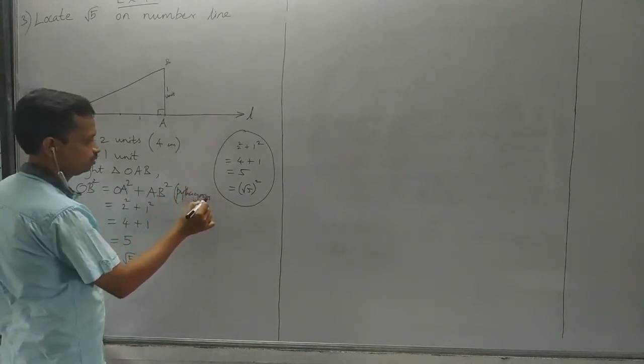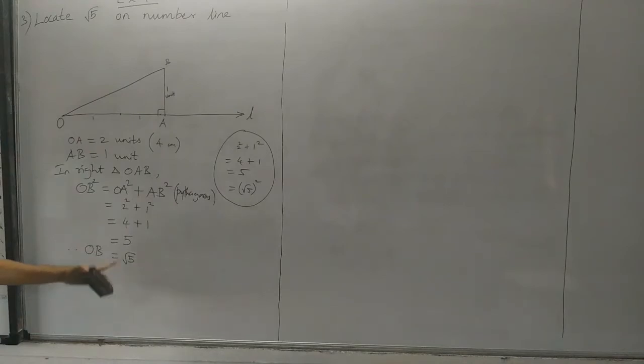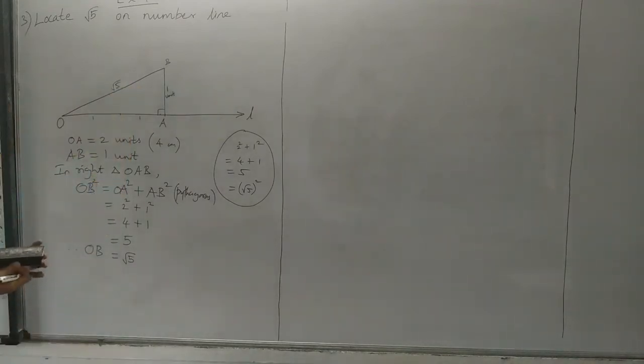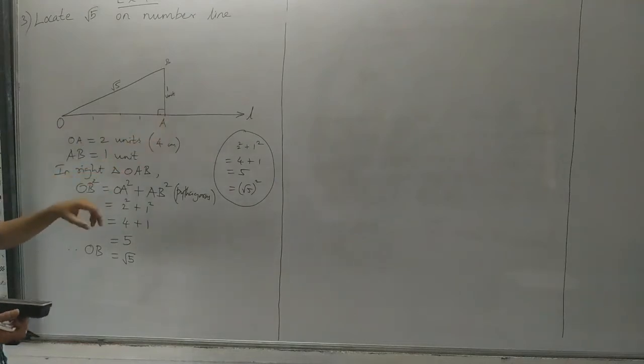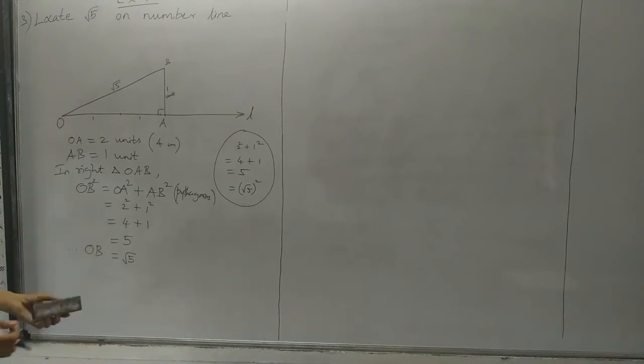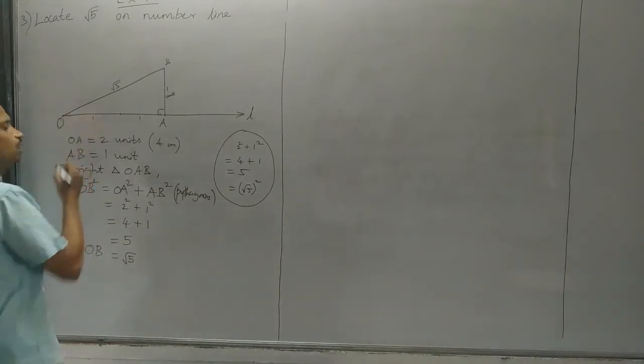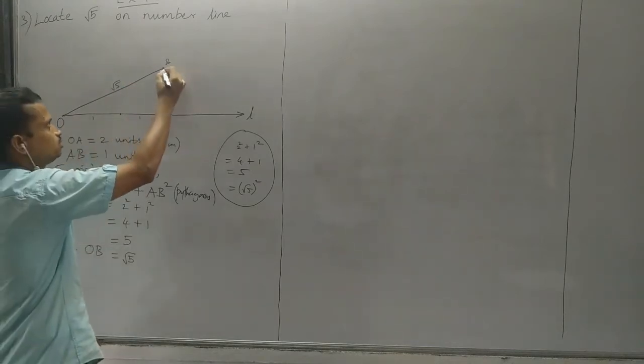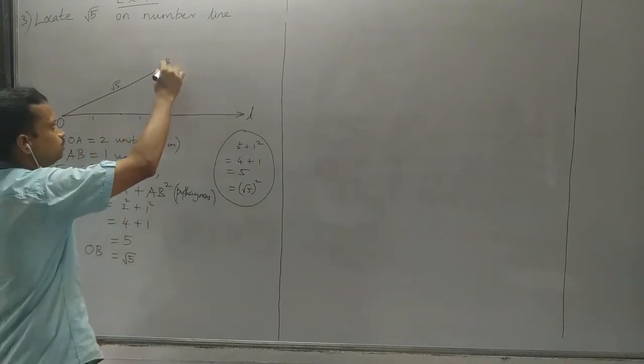So every sum we are writing this. And now you got OB as root 5. So for root 5 you have to take OA as 2 units and AB as 1 unit. Then we get 2 square plus 1 square, that is 5. After taking the square root we get root 5. Clear? So this is the way of finding root 5. How to locate it? The same way, keeping the compass pointer at O and OB as radius, you draw an arc.